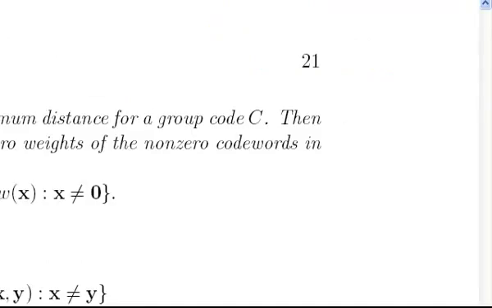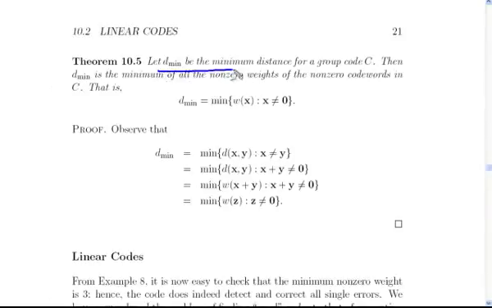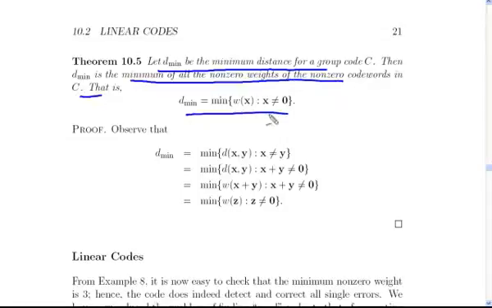All right, that relationship is summarized in this theorem. Let dmin be the minimum distance for a group code. Then dmin is the minimum of all non-zero weights of all non-zero code words. Okay, non-zero is kind of redundant. All the weights of the non-zero code words. Okay. All right. So here we go.